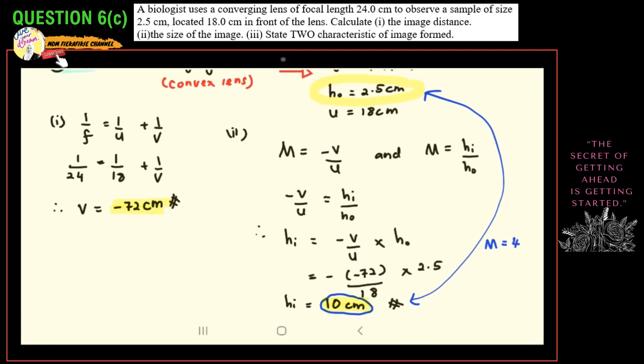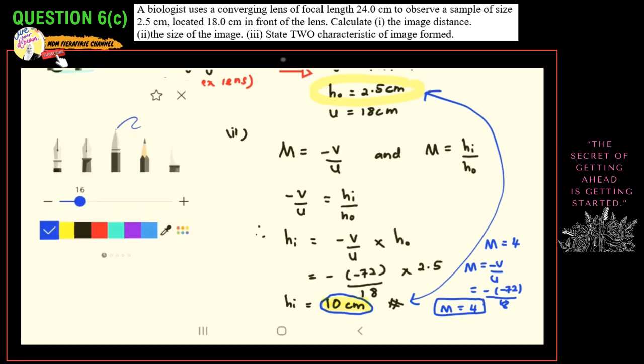Okay, and kalau kita kira M is equal to negative V over U, kalau kita substitute nilai negative 72 over 18, tekan calculator, kita akan dapat magnification is equal to 4. Okay, jadi remember magnification is equal to 4 and it is positive, right? So M is equal to 4 and it is positive.